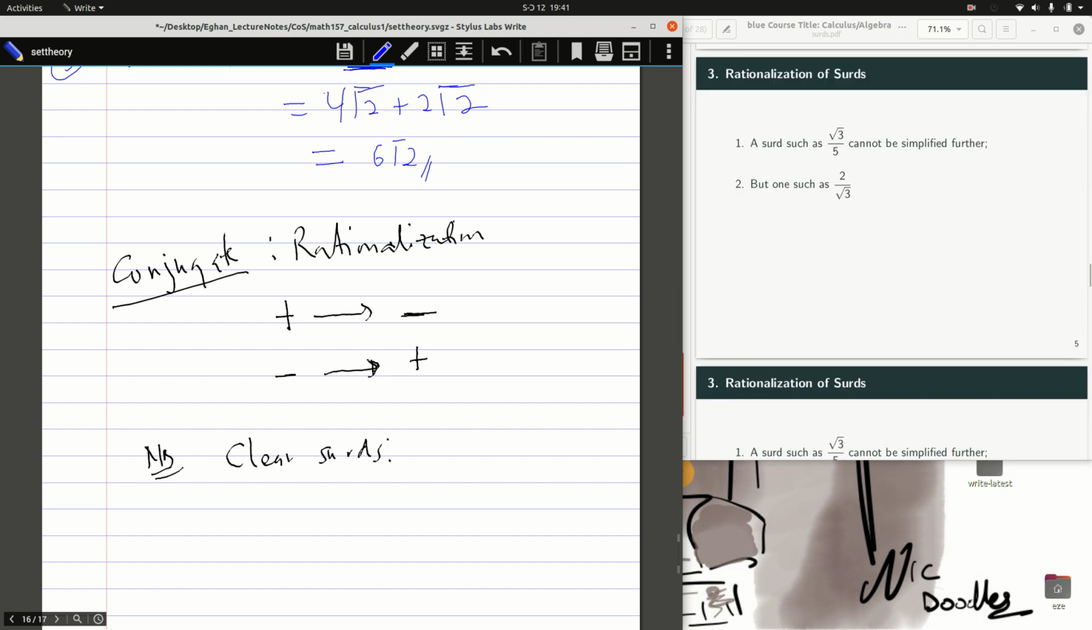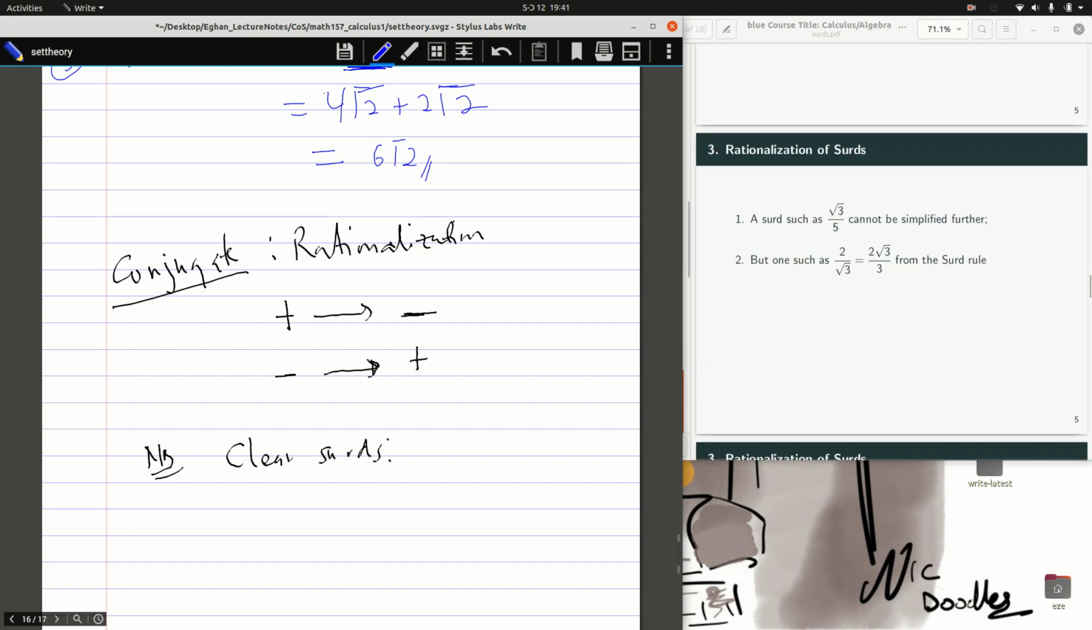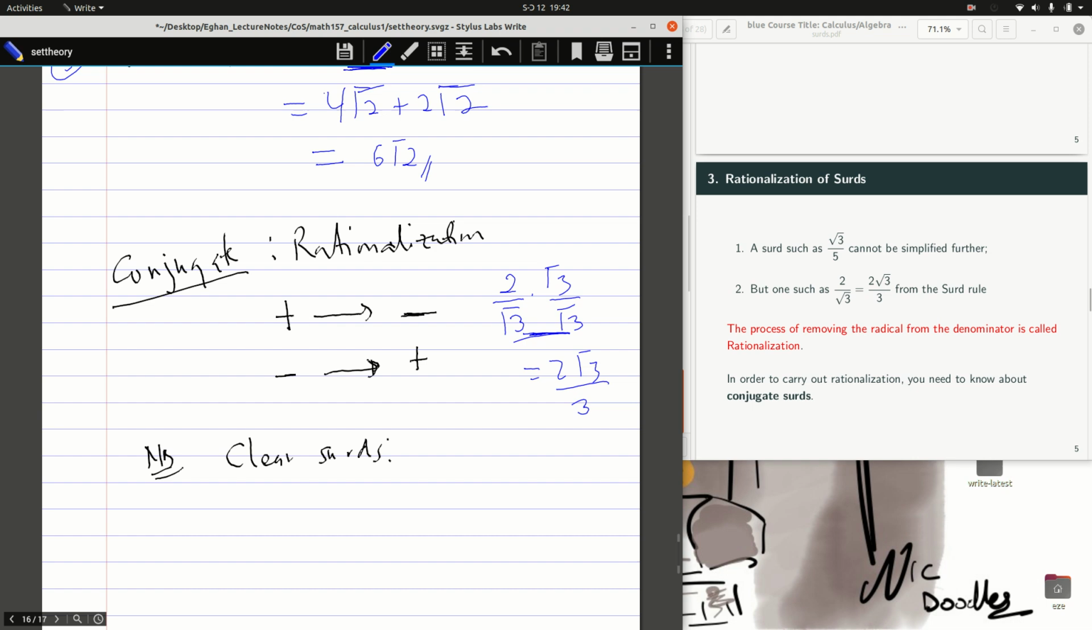But look at number 2. I can rationalize it because this denominator is of interest here. Times 3 times root 3, and I'll get 2 root 3 over 3. If I multiply this, guys, it becomes square. So we cleared the radical from the denominator.